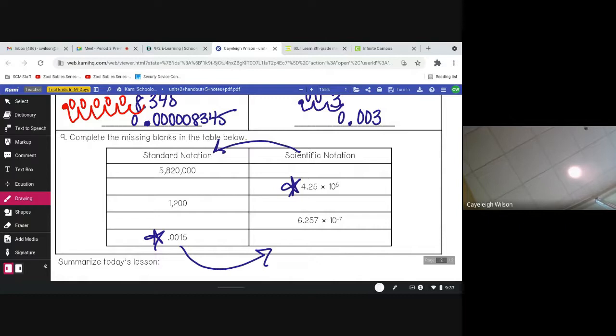Okay, so this 5 is positive, so I'm going to move it to the right. So I'm going to go 1, 2, 3, 4, 5. I'm going to fill in some zeros there. So that's 4, 2, 5, and then 3 zeros. And that is 425,000.